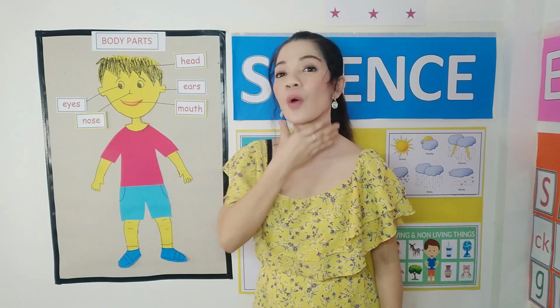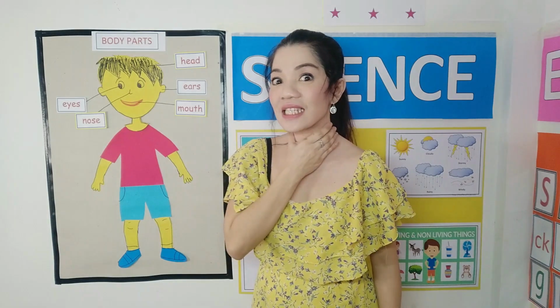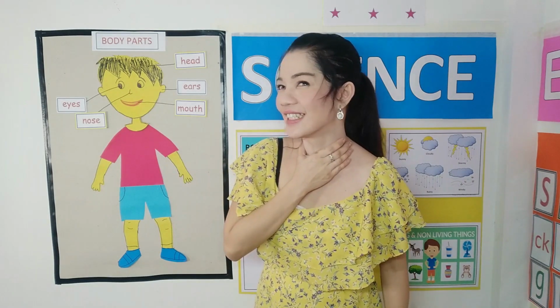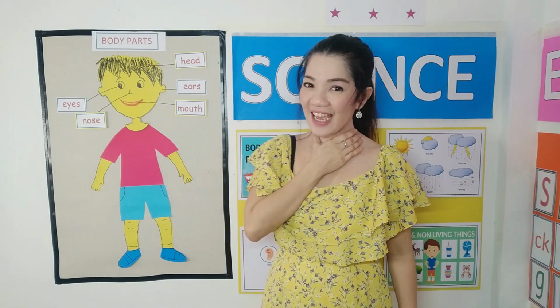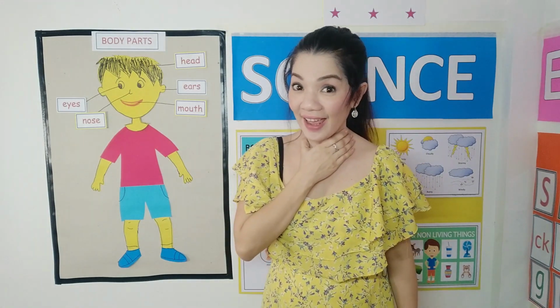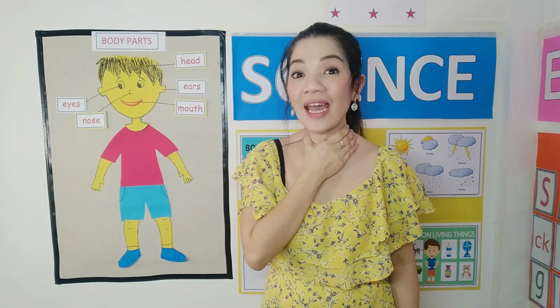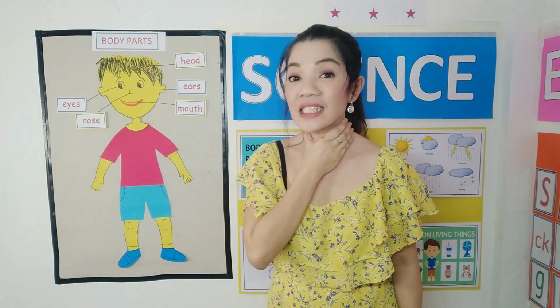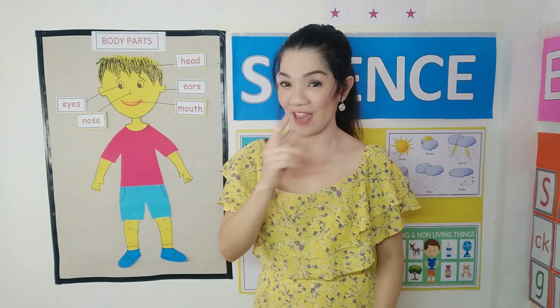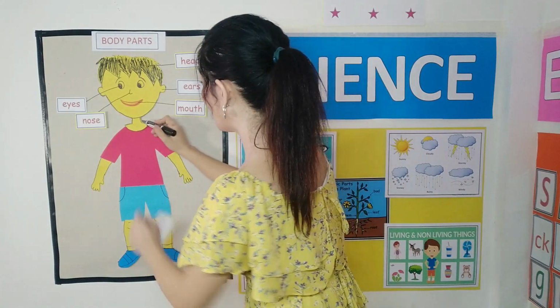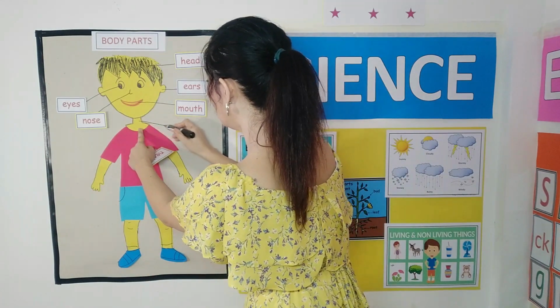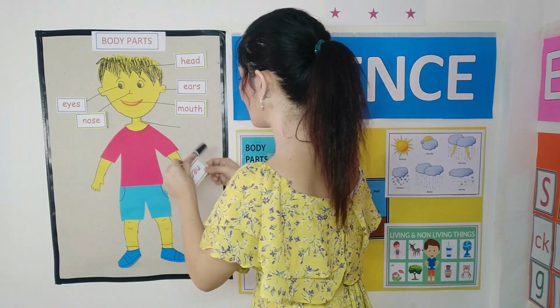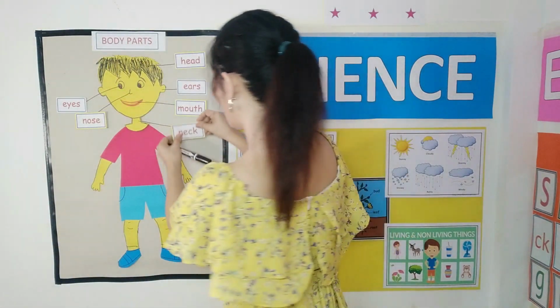Okay, what about this one? This part of our body. What is this again? That is correct. Our neck. Say, this is my neck. This is my neck. Very good. So we will label here the name neck. Say neck. Neck.